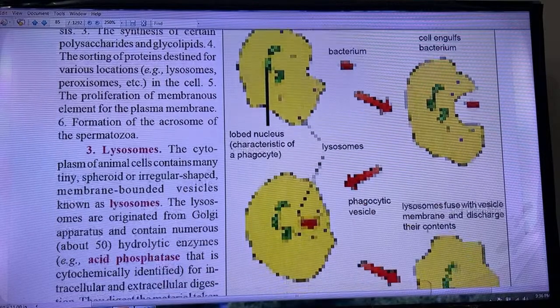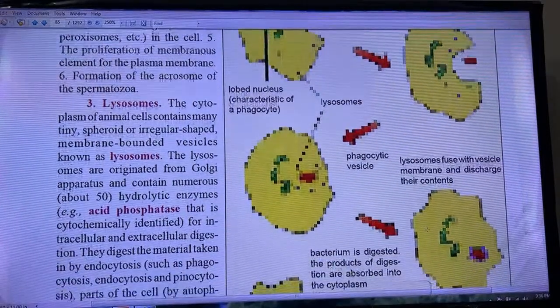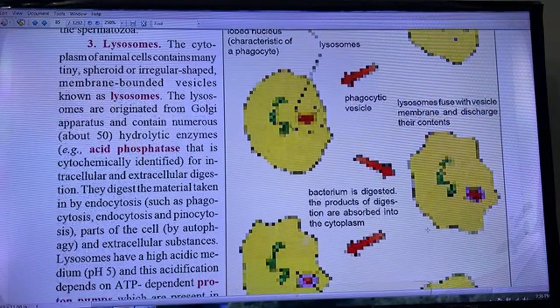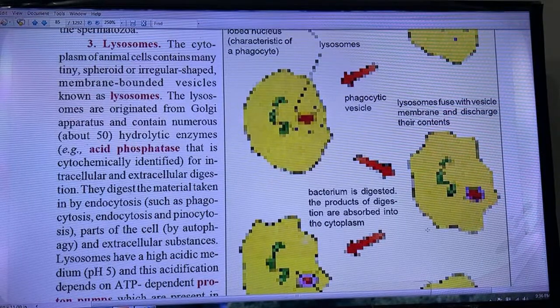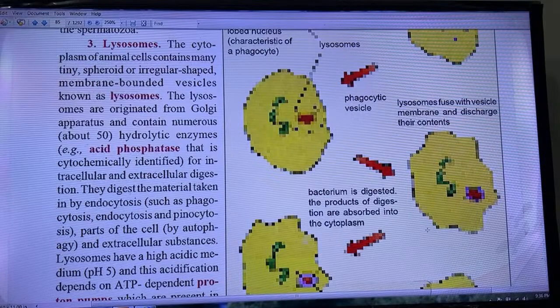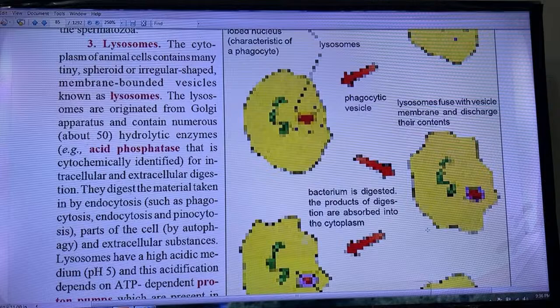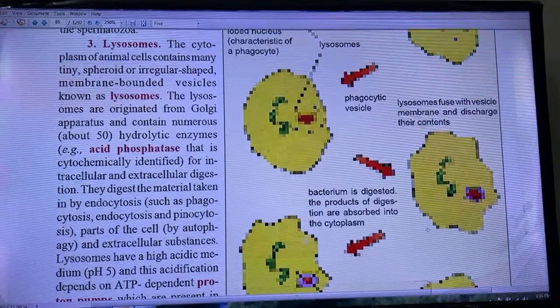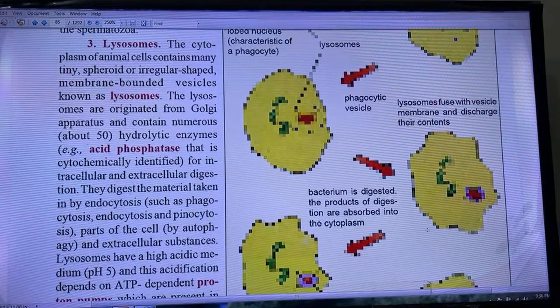Lysosomes. The cytoplasm of animal cells contains many tiny spheroid or irregularly shaped membrane-bounded vesicles known as lysosomes. The lysosomes originate from the Golgi apparatus and contain numerous, about 50, hydrolytic enzymes. For example, acid phosphatase is cytochemically identified for intracellular and extracellular digestion.